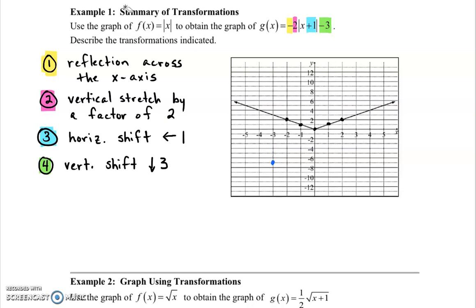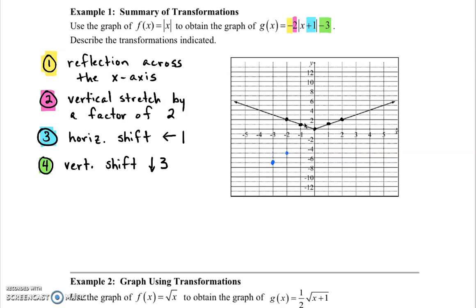Okay, let's move the next one. So first we reflect it across the axis, multiply it by 2 because we stretch it by 2, move it left 1 and down 3. So now it's right there. I think. Let me make sure I've got that right. This one was 4. Okay, good.